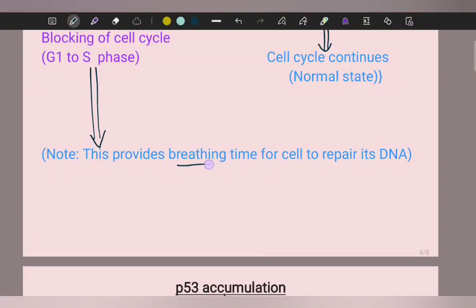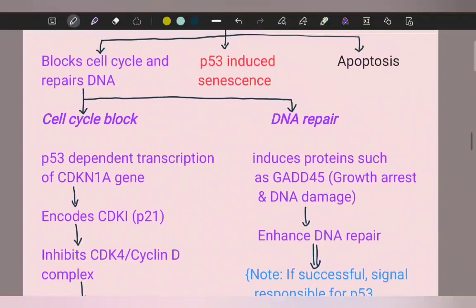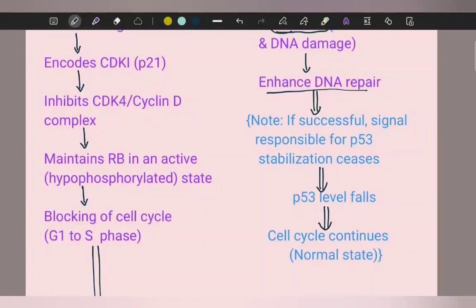Blocking of cell cycle provides breathing time for the cell to repair its DNA. So the second function is DNA repair. When P53 gets accumulated, it induces the synthesis of proteins such as GADD45, which stands for growth arrest and DNA damage. This will enhance DNA repair. If there is successful repair of the DNA, then those signals that are responsible for P53 stabilization cease, then P53 level will return to normal and cell cycle will continue as in normal state.